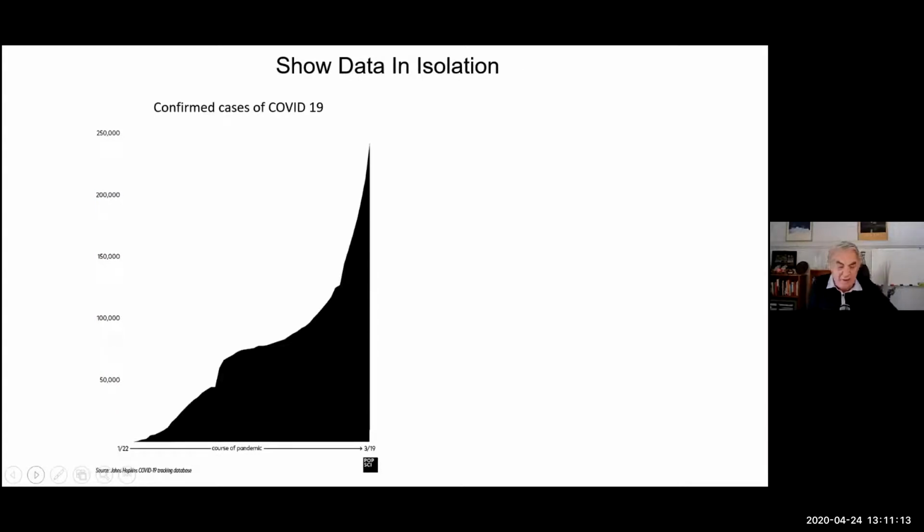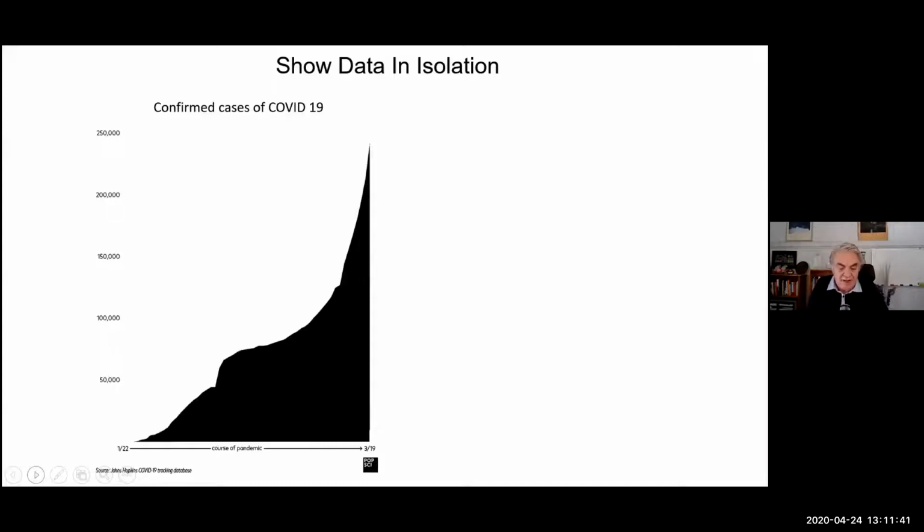Also, we have to be aware that we can sometimes fall into the trap of only wanting to share the information that suits our particular purpose. We have to be careful, because people are very cynical about that. So what we're looking at there is the confirmed cases of this particular pandemic between the 22nd of January and the 19th of March. And if you look at that, it's quite terrifying.